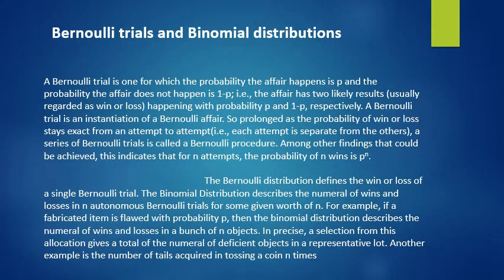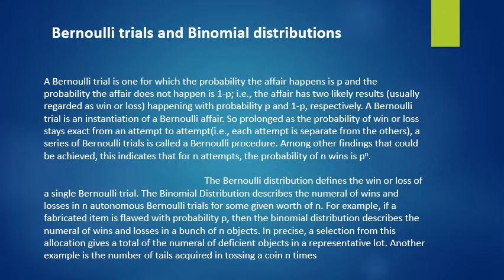Bernoulli trials and binomial distribution. The Bernoulli trial is one for which the probability the event happens is p and the probability that the event does not happen is 1 minus p. Either the event has two likely results, usually regarded as win or lose, happening with probability p and 1 minus p respectively. Bernoulli trials are an installation of Bernoulli events, so long as the probability of win or loss stays exact from attempt to attempt. Also each attempt is separated from the others.